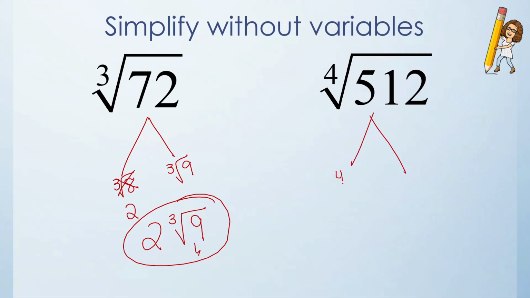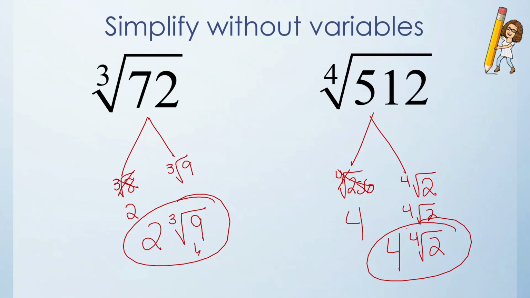So I'm going to do the fourth root of 256 times the fourth root of 2. And the fourth root of 256 is 4, right? So my final answer, 4 times the fourth root of 2.